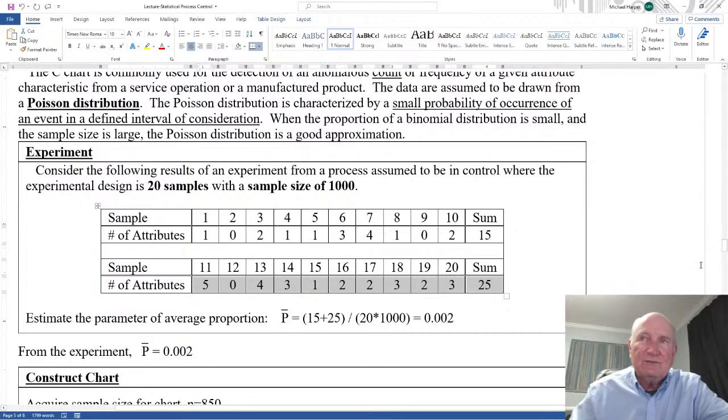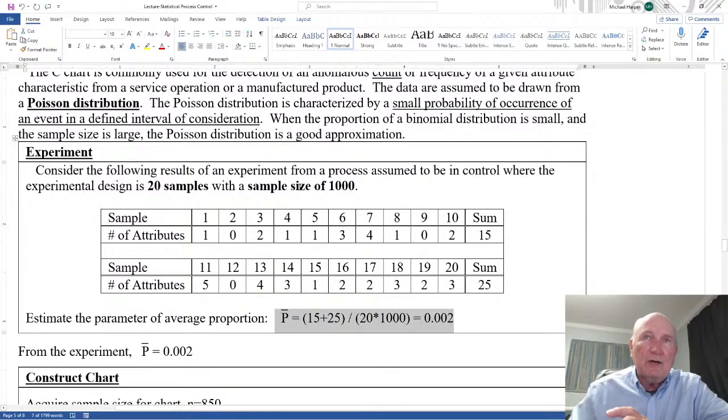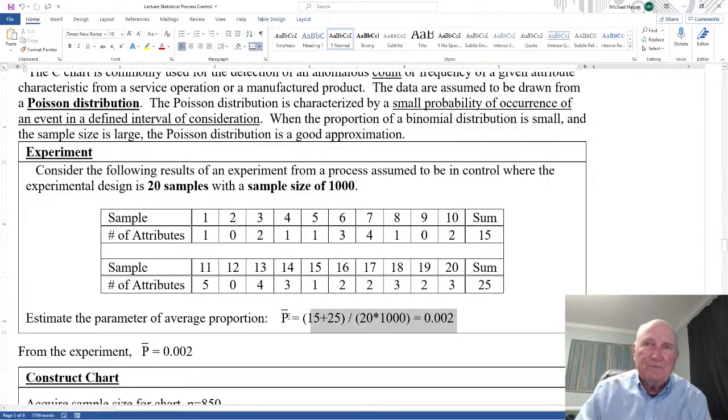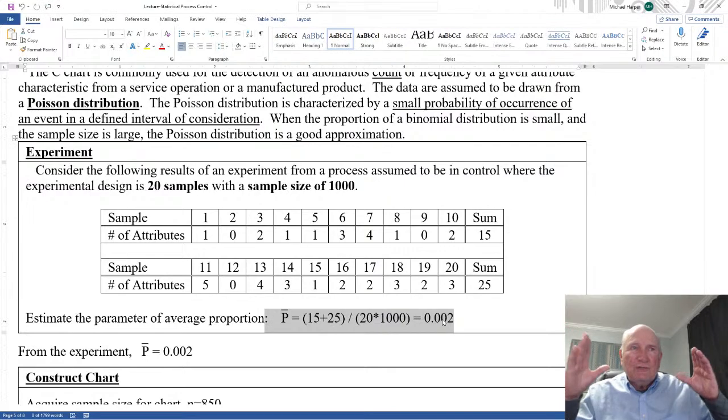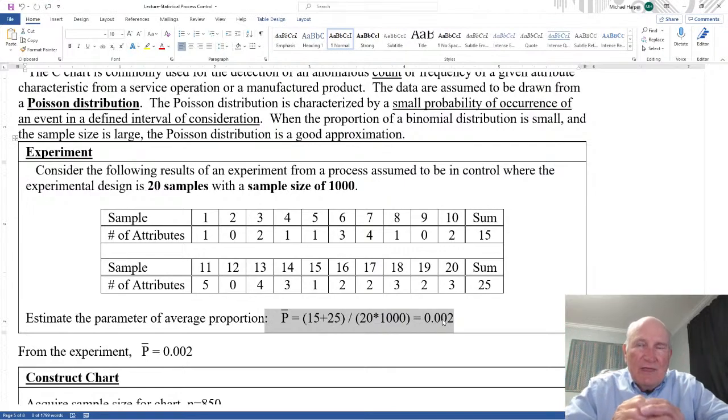25 and 15 is what? 40. I divide by my total number, 20 times 1,000, which is 20,000. I divide by the number in my experiment, and now I get an average proportion of 0.002, 0.2%. So that proportion, 0.2%, is a lot smaller than 2.1%. And so when that proportion gets really small, that's when you move to a Poisson.